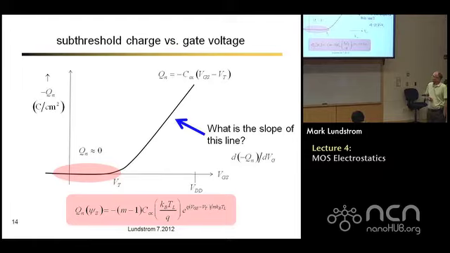Okay. Now, what about above threshold? We want to talk about this just a little more. Above threshold, we've written the charge as minus Cox times Vg minus Vt. That means if I take the slope above there, the slope of that line should be Cox. It turns out that's not quite right. And we should look at that just a little bit so that we're aware of why that's not quite right.